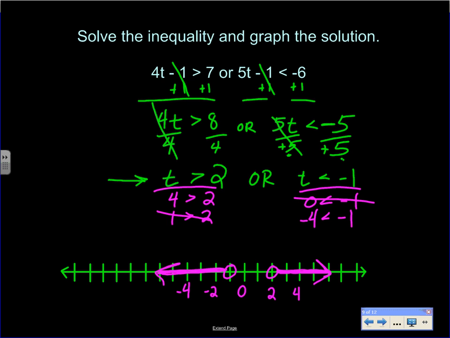And so you have your graph there. You should see that any number that's greater than 2, but not including 2, and any number that's less than -1, but not including -1, are your solutions. So t is greater than 2, or t is less than -1.